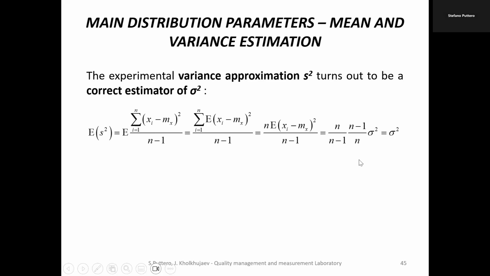And indeed, this is the demonstration that S squared is a corrected estimator, because if we calculate the expected value of S squared, we obtain what? Sigma squared. So this demonstrates the fact that S squared is a corrected estimator.